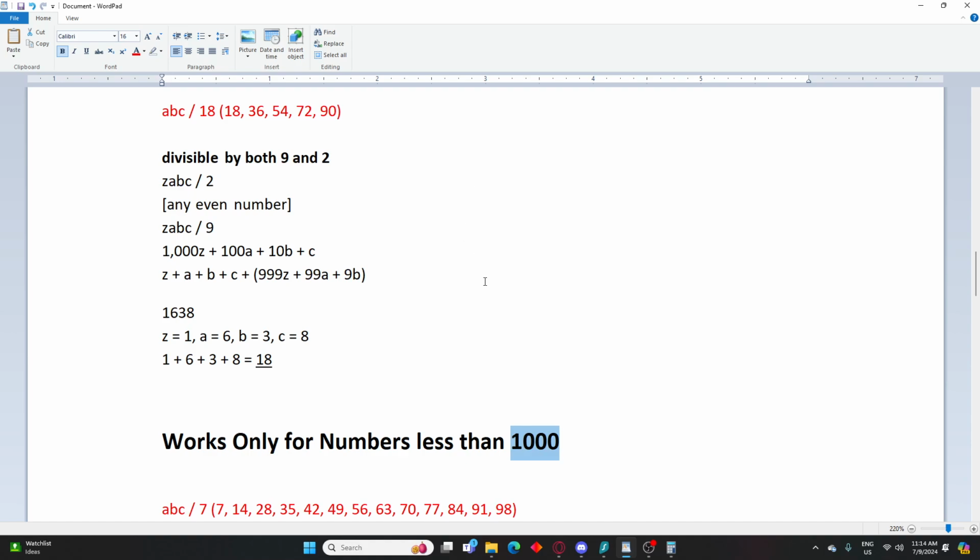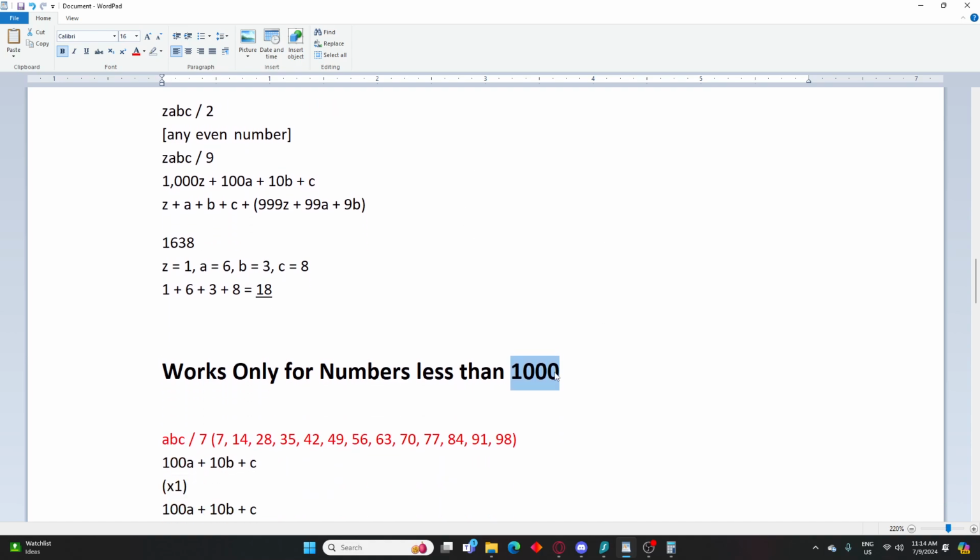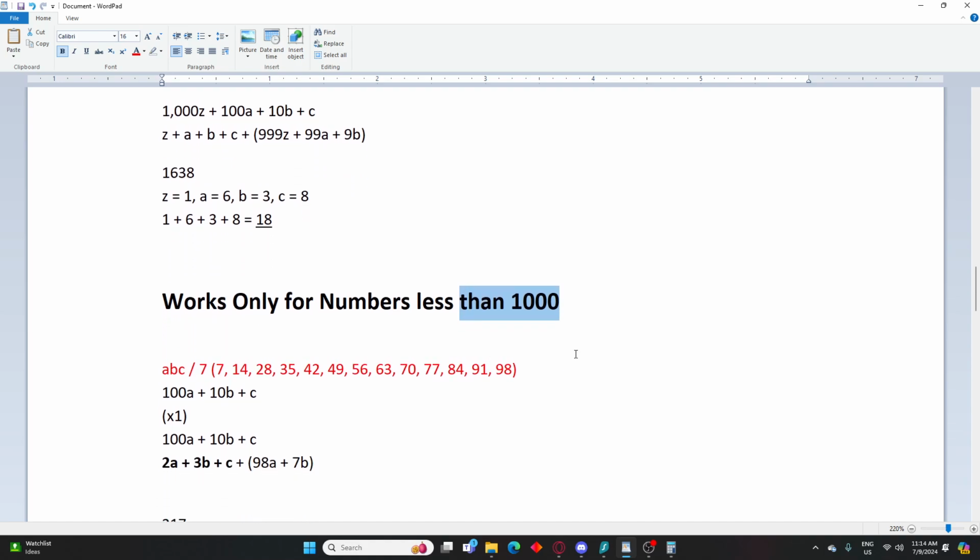So I decided to make an arbitrary cutoff point of numbers that are divisible by less than 100. I could do more. You could choose like less than 1,000, less than 100,000, less than a million. But I chose, for simplicity's sake, to do just less than 1,000.